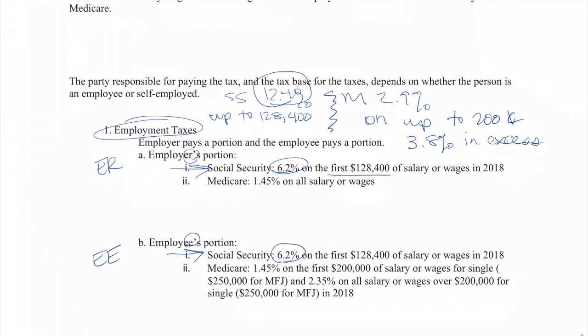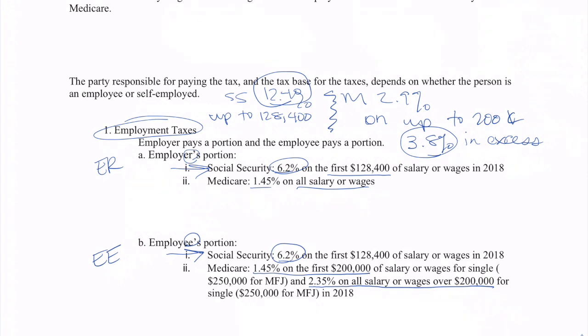In terms of Medicare, it's 1.45% on all salary and wages. That's what the employer is going to pay. The employee's share can change depending on what the salary is. It's 1.45% on the first $200,000 of salary, for a single person, and then it goes up on the salary or wages over $200,000. So there's an additional 2.35%, which is where the 3.8 comes from that we talked about up here.